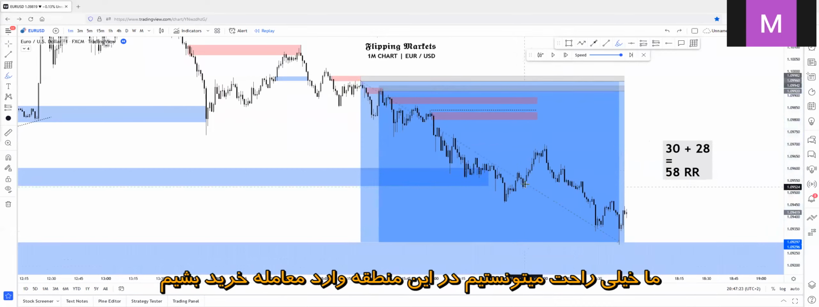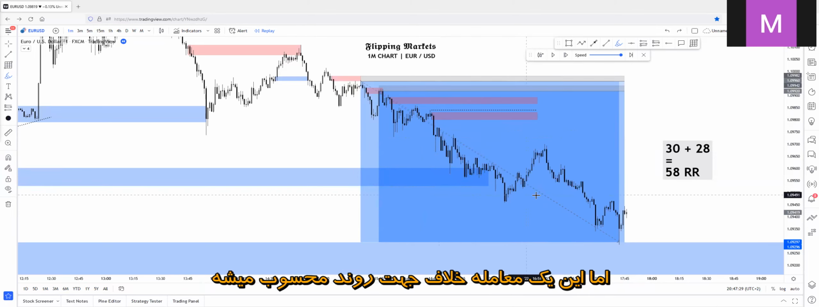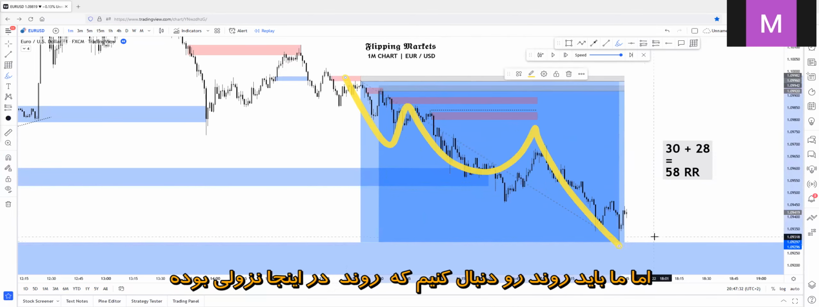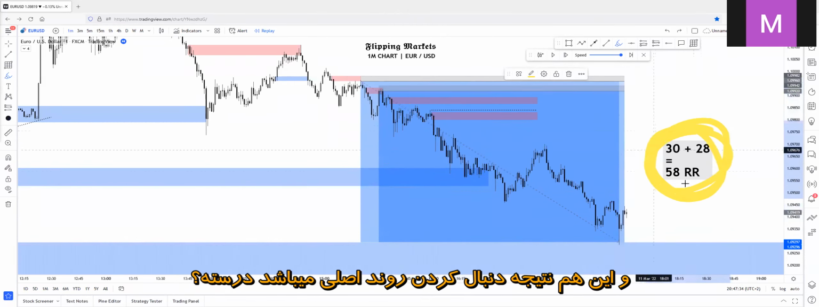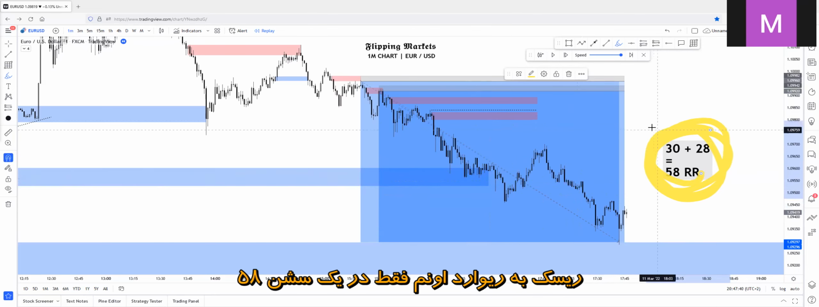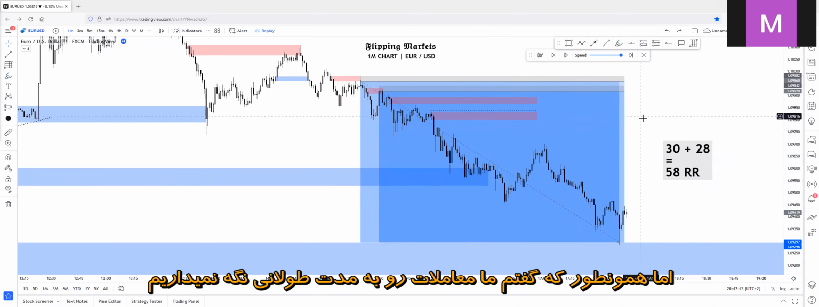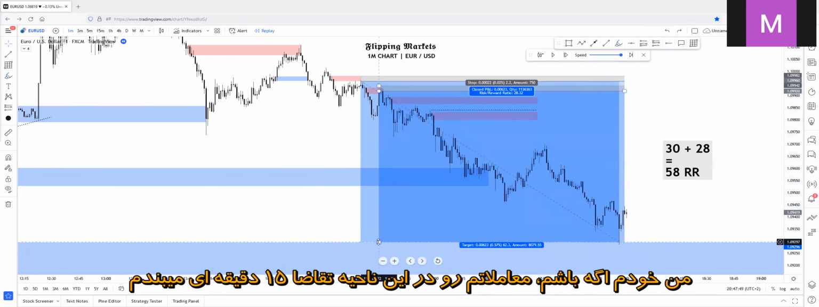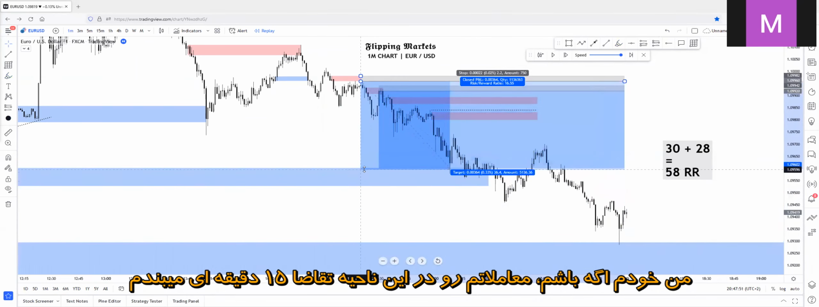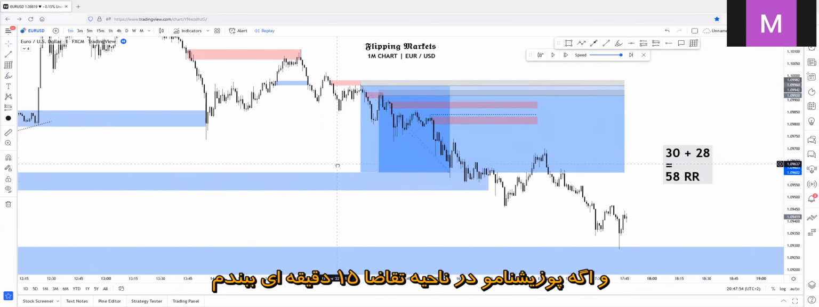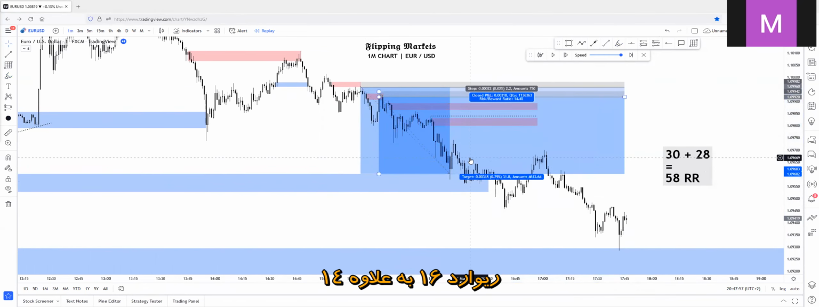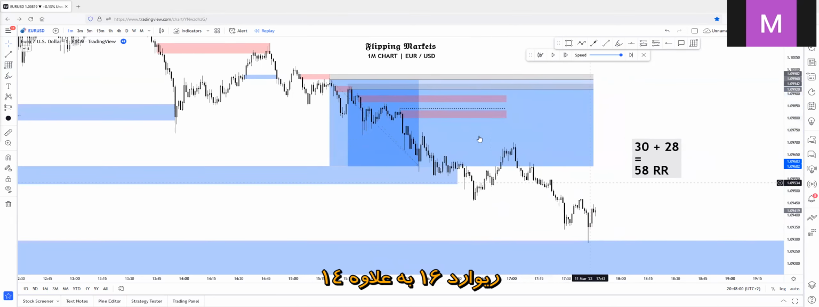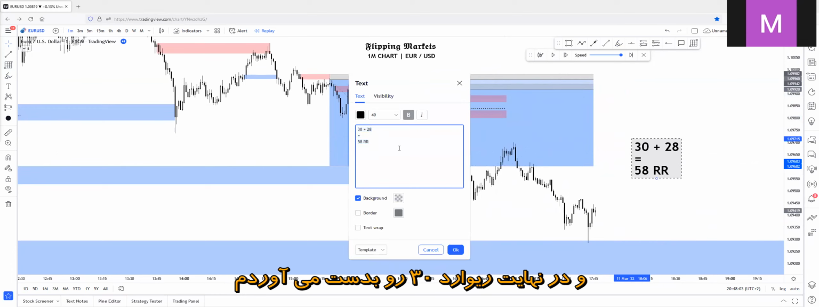We could easily try long trades, for example, on this region, but that will be a counter-trend trade. And we are following the main trend, which is bearish. And this is the final result for following the main trend, right? 58 risk-reward ratio in one single session. And as I said, of course, we won't hold our positions for this long because this will be extreme. I would have closed my position at the 50-minute demand level because that will be the safest choice. And if I close the position at the 50-minute demand level, that would have been 30 risk-reward ratio.